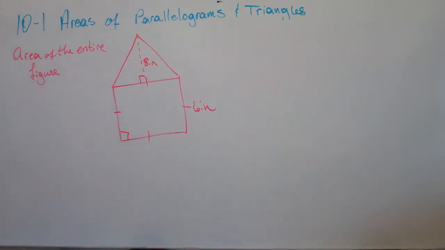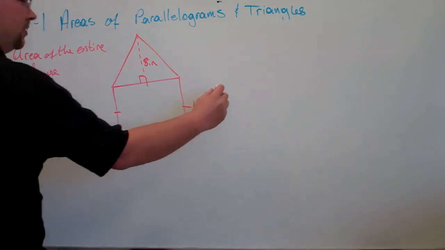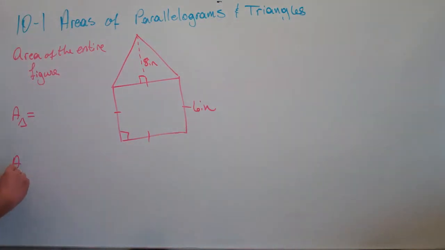Well, what we need to do to start with is break this into 2 shapes. The top shape's a triangle, so we need to find the area of the top triangle. The bottom shape is a square, so we need to find the area of the square. Then we're just going to add them together, and we'll have the area of the whole thing.